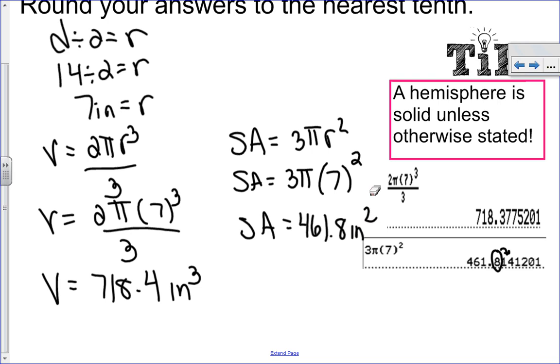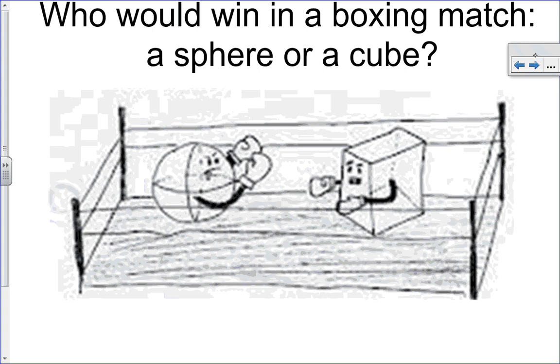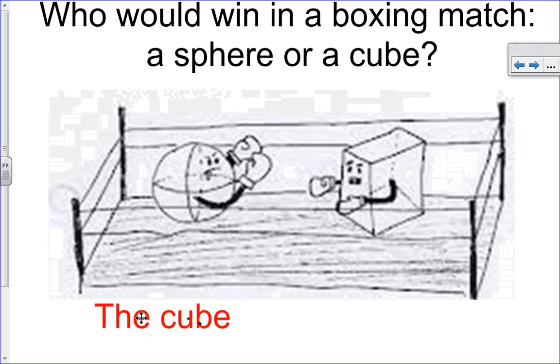So now you've seen volume and surface area of a sphere and a hemisphere. I just want to end with a question for you. Who do you think would win in a boxing match, a sphere or a cube? Well, in my opinion, I think it is going to be the cube. Now, why is it going to be the cube? Well, simply put, I think it has an edge.